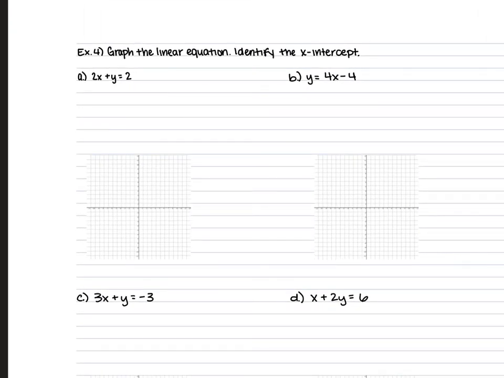For our last part of our notes, we're just graphing these linear equations and identifying the x-intercept. As long as they are in slope-intercept form, so y equals mx plus b, we can pull out our slope and our y-intercept, graph that y-intercept, and then use our slope to find the next point or points.